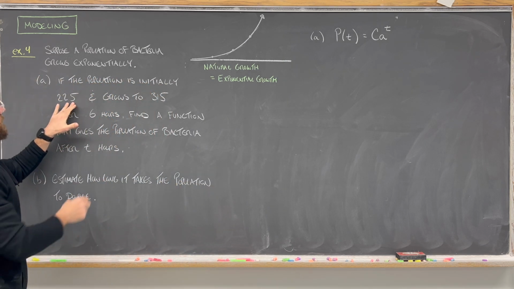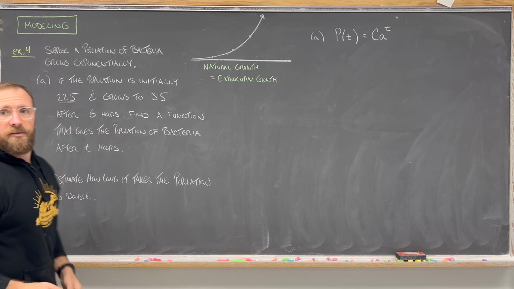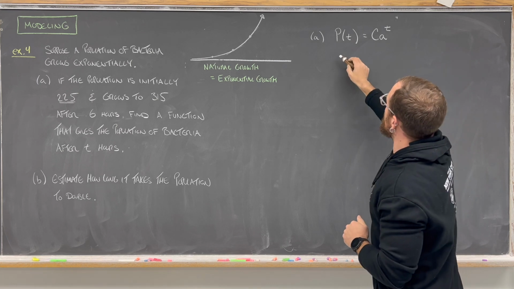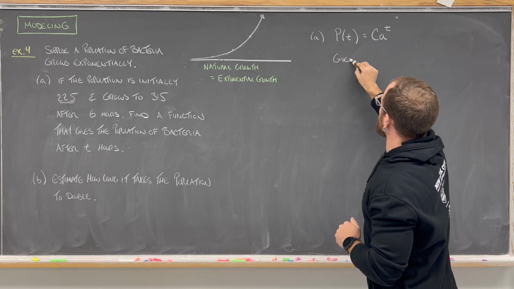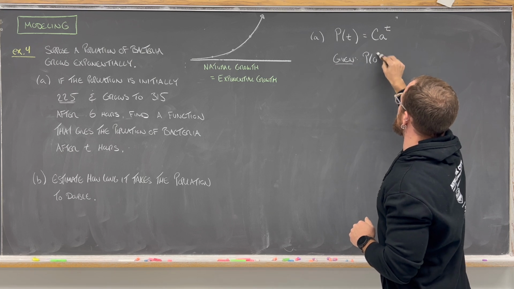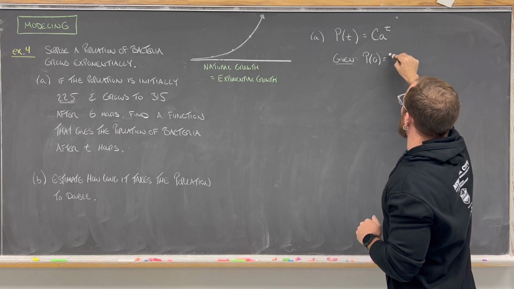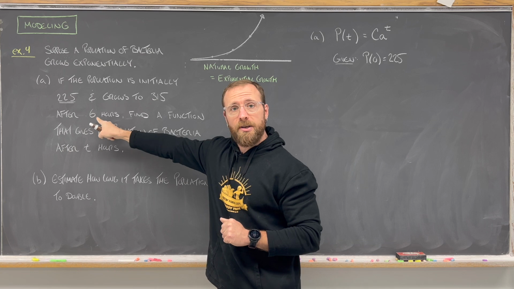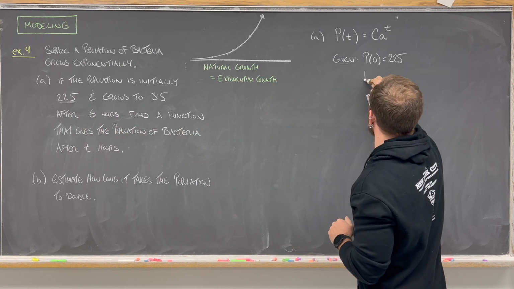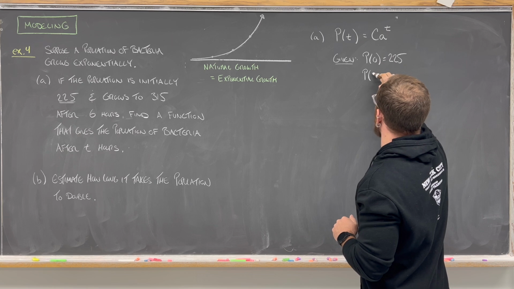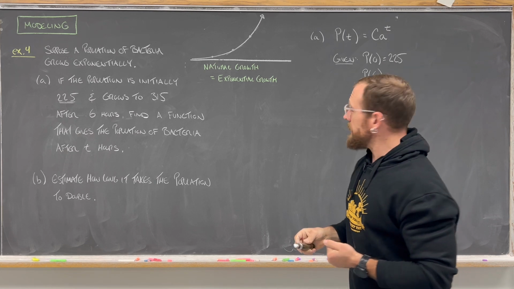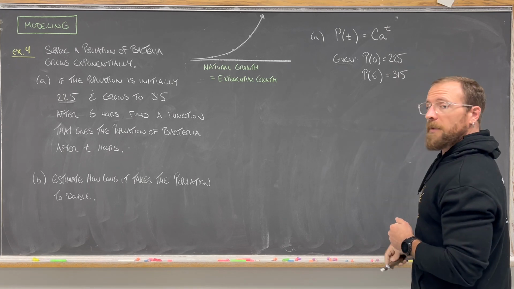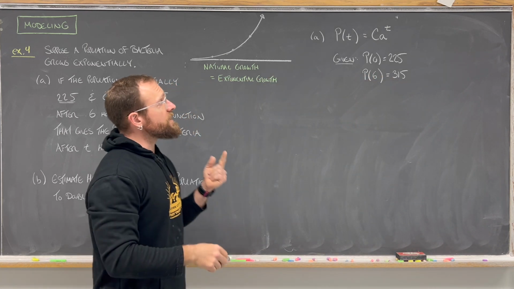And what am I told? Well, the population is initially 225. By initially, I'm going to say that's time 0. So what I was given is that the population at time 0 is 225. And I'm also told that after 6 hours, so when t is 6, you can see that I'm using the unit of hours now for my variable t, the population after 6 hours is 315. So I need to use that information to figure out C and a.